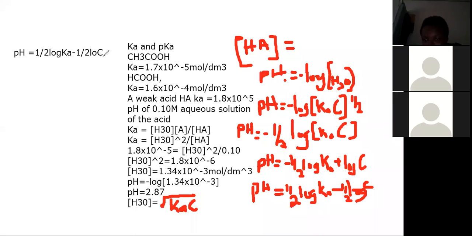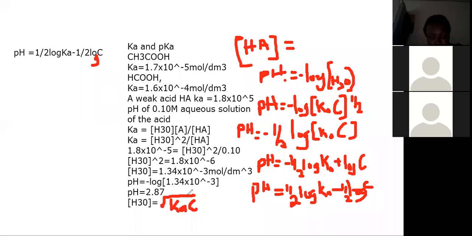So when we are given a question and the question states that we should find the pH, given the C and given the Ka, then instead of going through the whole of this process, we could just write this formula and we are good to go. Are we getting it? Yes, sir.